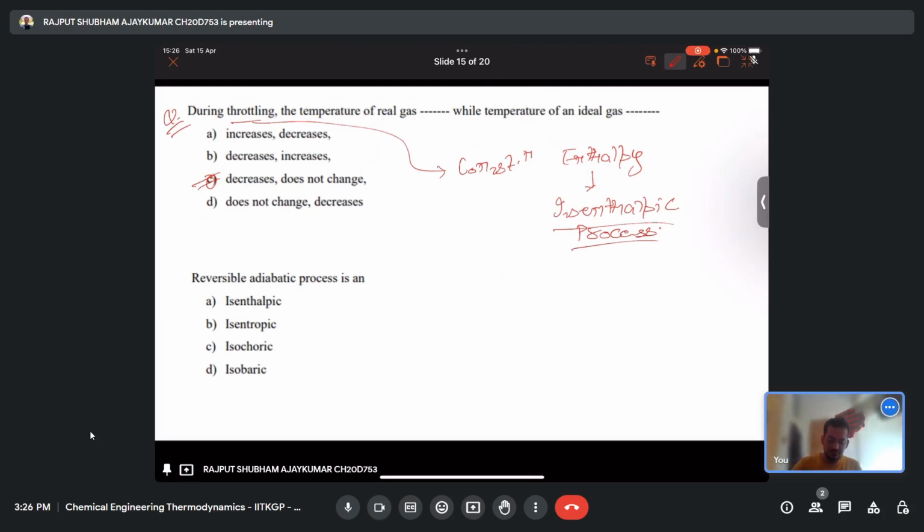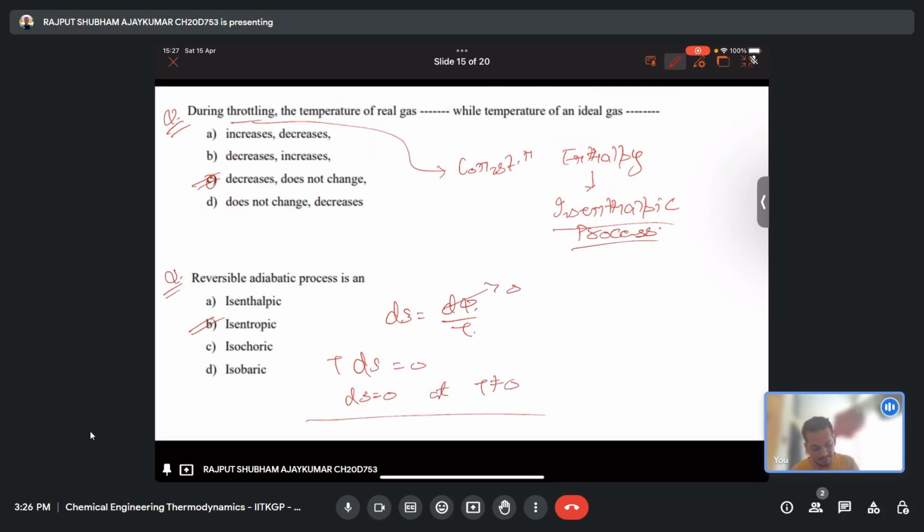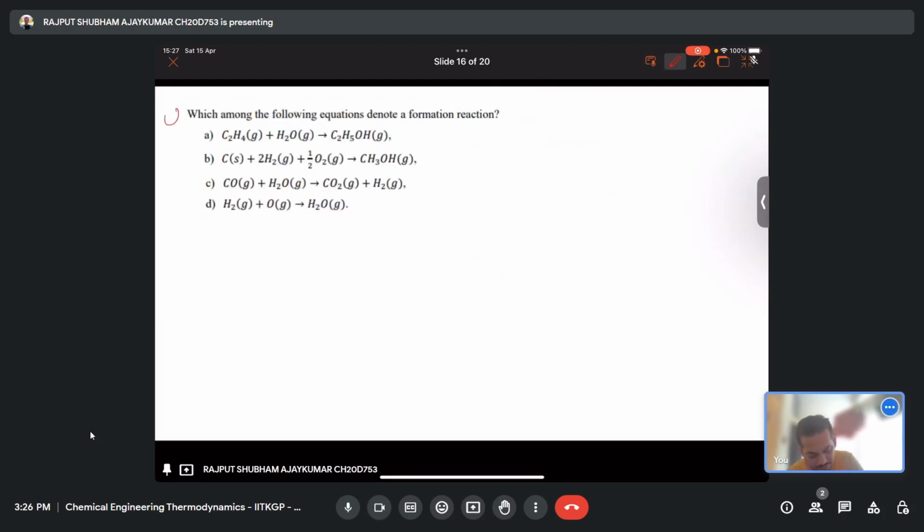Okay, so what happens? The temperature of the real gas decreases, but that of the ideal gas doesn't change. Similarly, a reversible adiabatic process is isentropic. I already discussed that ds equal to dq by T. For adiabatic, dq is 0, so ds equal to 0 at temperature not equal to 0. That is isentropic, a constant entropy process. Okay, we move on to the next one.